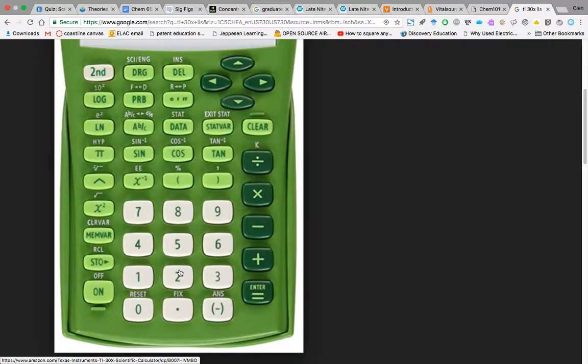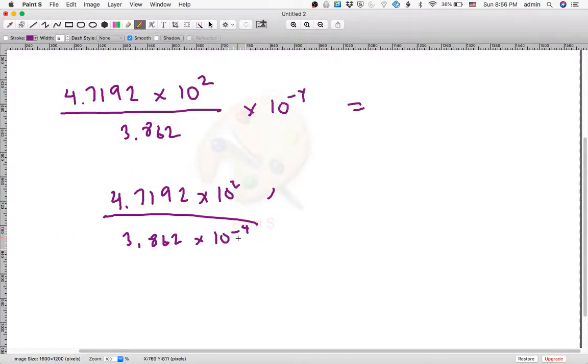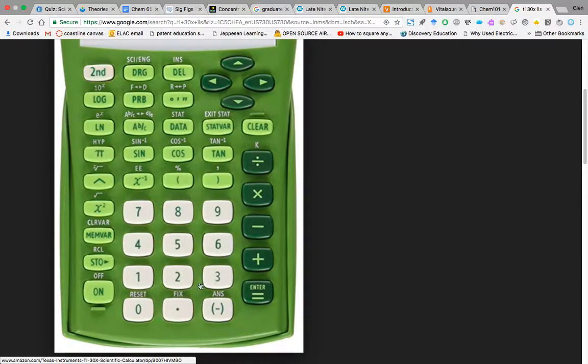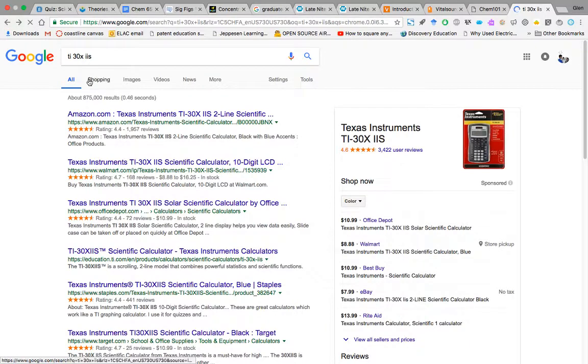Okay. Please also note that on most of your scientific calculators, the minus sign is not the same as the negative sign. So for the second number in our problem, which was 3.862 times 10 to the negative fourth, I would be typing 3.862 second EE and then negative 4, not minus 4. You type minus 4, and I think this model says syntax error, or it might just give you the wrong answer. I'm not sure.